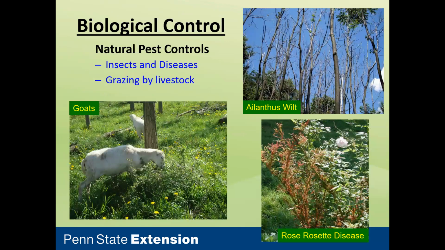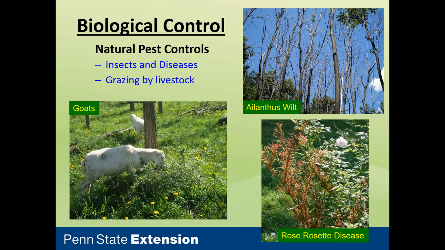So do we have any biological controls, like diseases, or even grazing by livestock? We do have a couple of diseases that infect our invasive plants, like the Ailanthus wilt on tree of heaven, or rose rosette disease on multiflora rose. The Ailanthus wilt is a verticillium disease, a fungal disease that infects tree of heaven. It was first discovered here in Pennsylvania, and it's currently being looked at to see if we can get it labeled as a biocontrol agent.